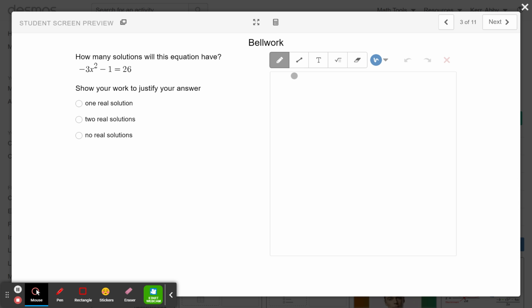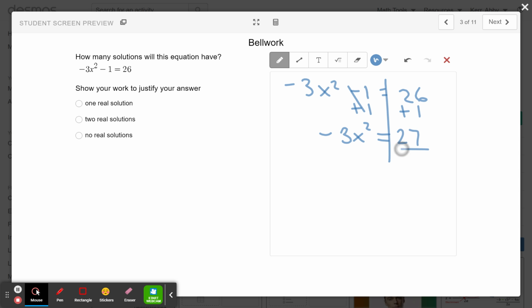For slide number 3, once again, it's a multi-step with the undo step being adding 1 on both sides. So then we have negative 3x squared equals 27. Divide by negative 3. Then we're going to have negative 9.